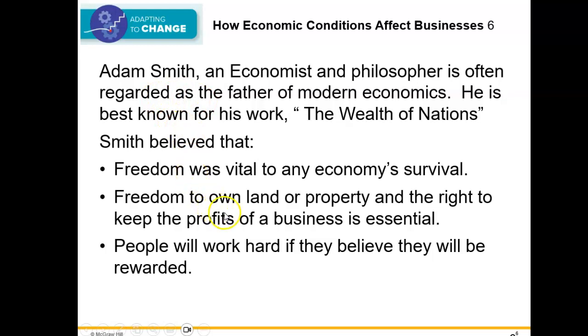The freedom to own land or property and the right to keep the profits of a business is essential. So what we're saying here is that if I have the right to own land and/or property, and if I have the right to keep my profit, less taxes of course, then that's going to be essential to someone who wants to run their own business. Smith believed people will work hard if they believe they will be rewarded. Do you believe that? That people will work hard if they believe they will be rewarded? I consent to that philosophy by Mr. Smith.